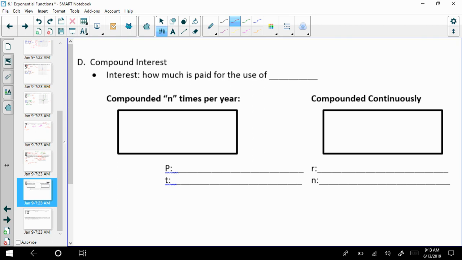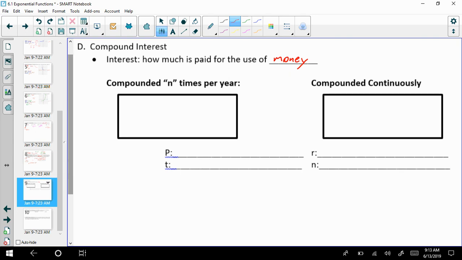So one of the bigger applications is compound interest. When you're talking about interest, a very broad definition is how much are you paying for the use of someone else's money? So there's two ways that we can deal with interest. We can talk about it compounded n times per year. This is an example of a formula that you will not have to memorize. It will be given to you. You just have to know how to use it.